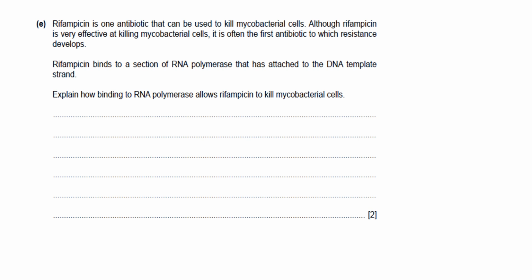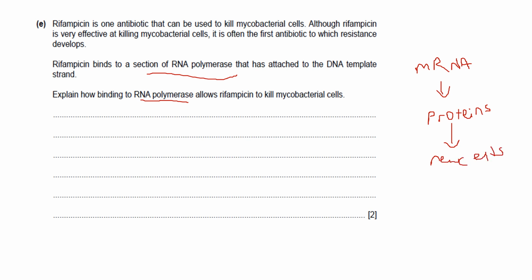The way it works is that it binds to a section of RNA polymerase that is attached to the DNA template strand. And then it says, explain how binding to RNA polymerase allows rifampicin to kill mycobacterial cells. The way to think about this question is, first of all, rifampicin is binding to RNA polymerase. What does RNA polymerase do? It makes mRNA from the DNA. If you make mRNA, what is the point you're trying to achieve? You're trying to make proteins. And if you're able to make enough proteins and assemble them, you will make new cells.